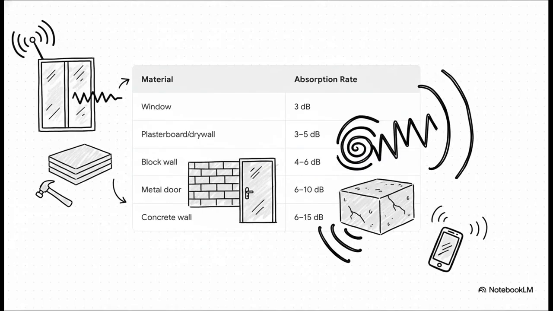And you can see right here just how different materials affect a signal. I mean, a simple window or some drywall might only cause a small drop in strength, which we measure in decibels, or dB. But just look at a concrete wall or a metal door. They can absorb a huge chunk of the signal. And that's exactly why getting good cell service in a basement or an elevator can be so tough.